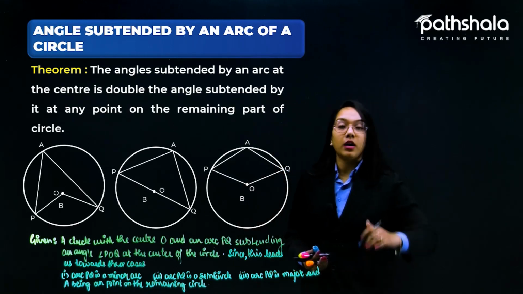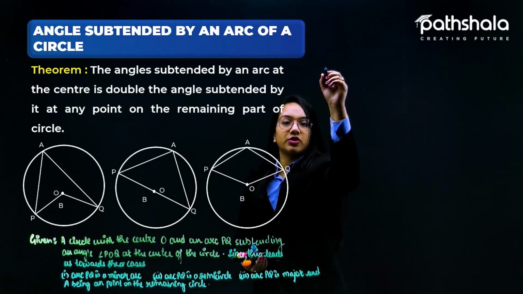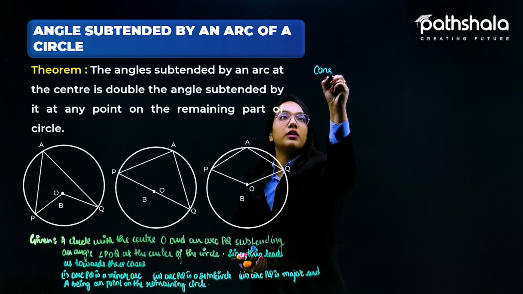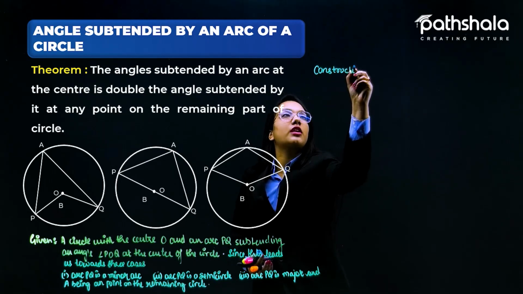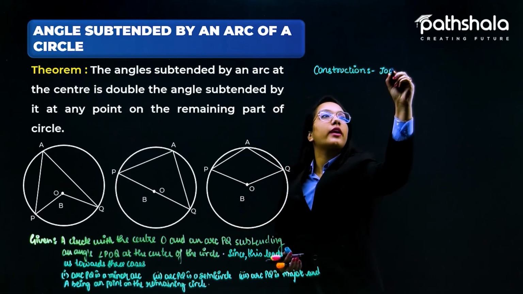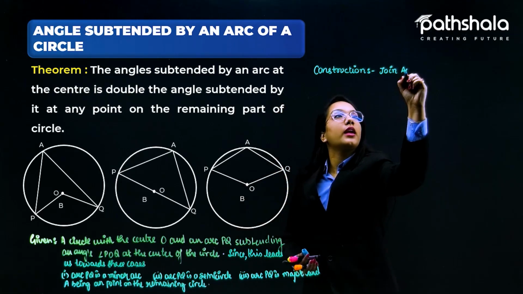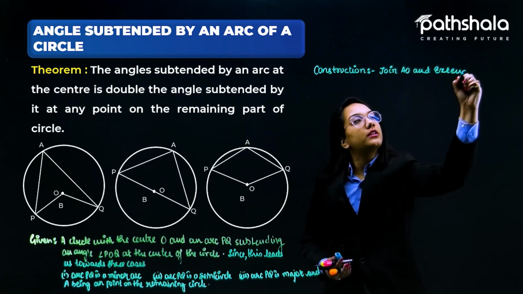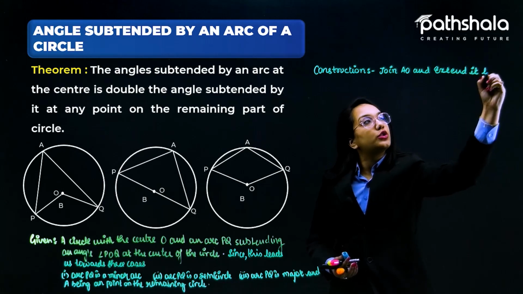Now let's start with the construction. The construction is: join AO and extend it to B.